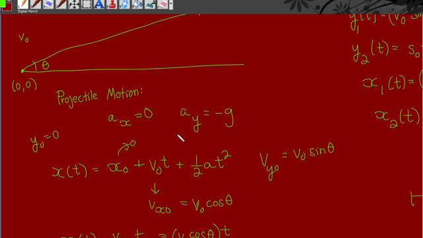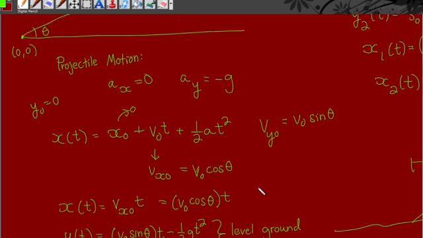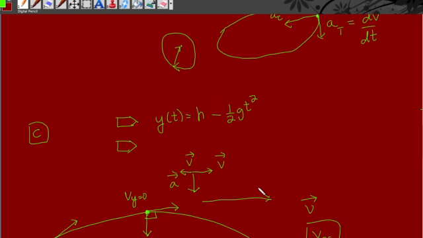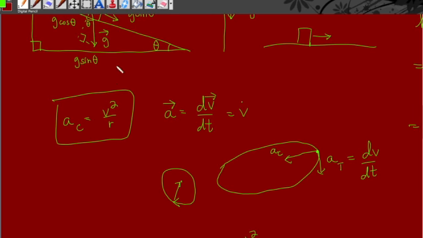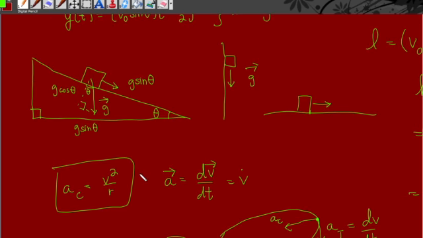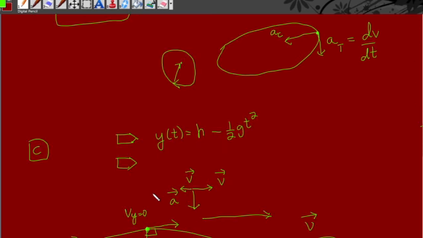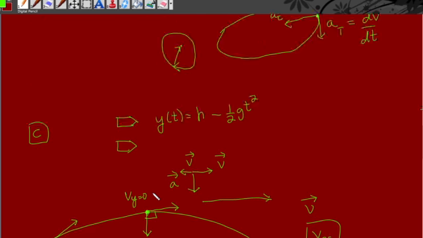There's also projectile motion where there's no acceleration in the x direction, and the acceleration in the y direction is negative g. And you can also have a centripetal acceleration, which is just an acceleration from a change in direction instead of changing speed. And yeah, so that's pretty much it for this video.